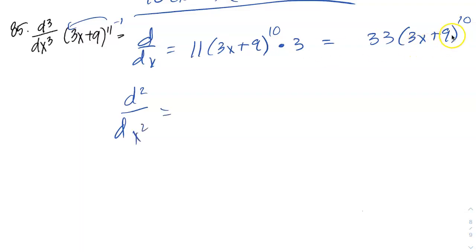Now the second derivative, you don't have to freak out. Look at the problem here. There's only one x still. It's still just a basic chain rule, not a product rule. So it's another chain rule. Bring the 10 down, subtract 1 off.